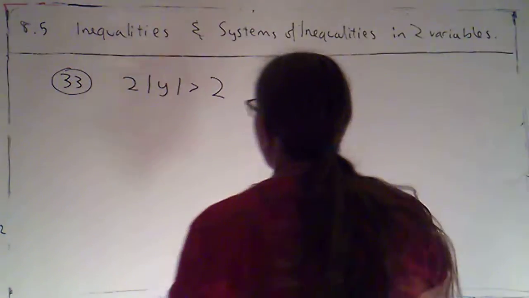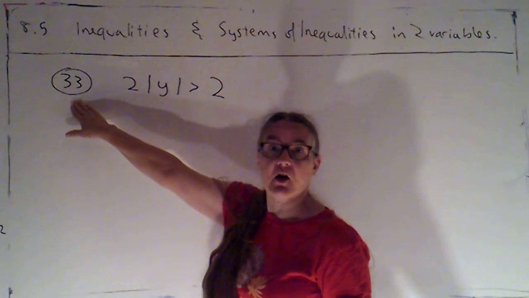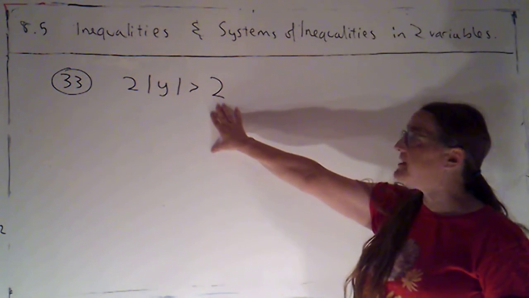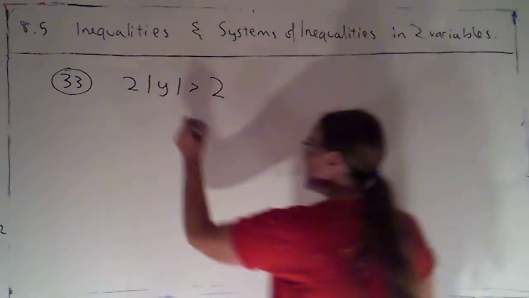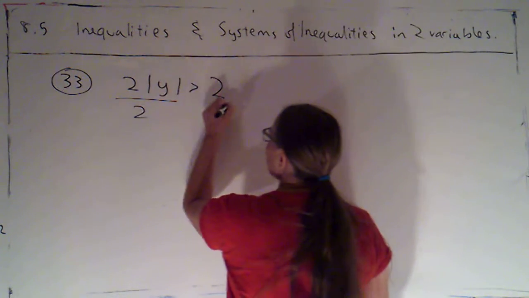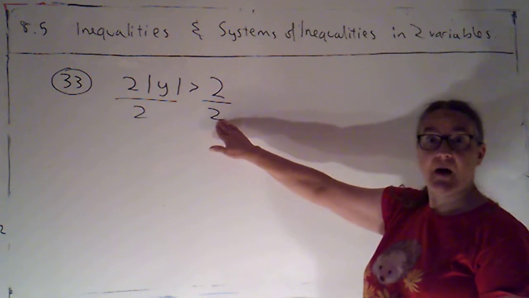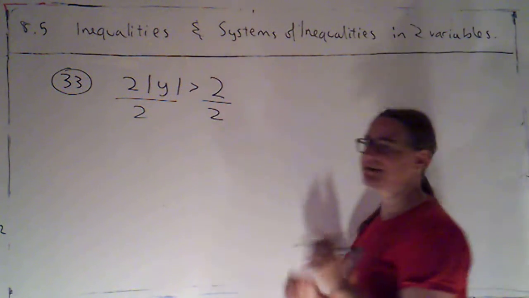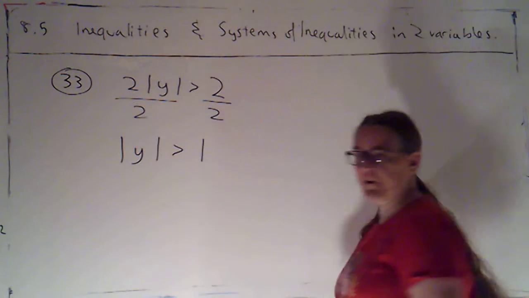I left you with this problem at the end of the last video. It's number 33 from the assigned homework, and we're graphing the solution set to this inequality in the xy plane. The first thing we want to do is isolate that absolute value. So I'm going to divide both sides by 2. Now, since that's a positive number, the inequality stays the same. So we've got the absolute value of y is bigger than 1.